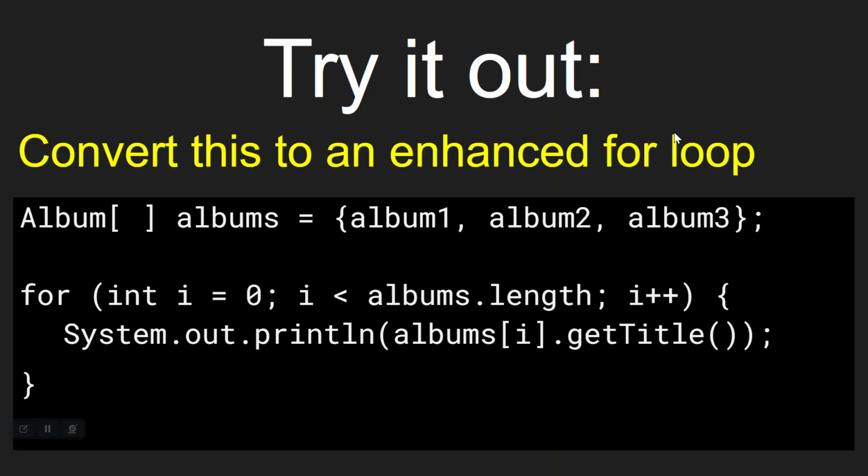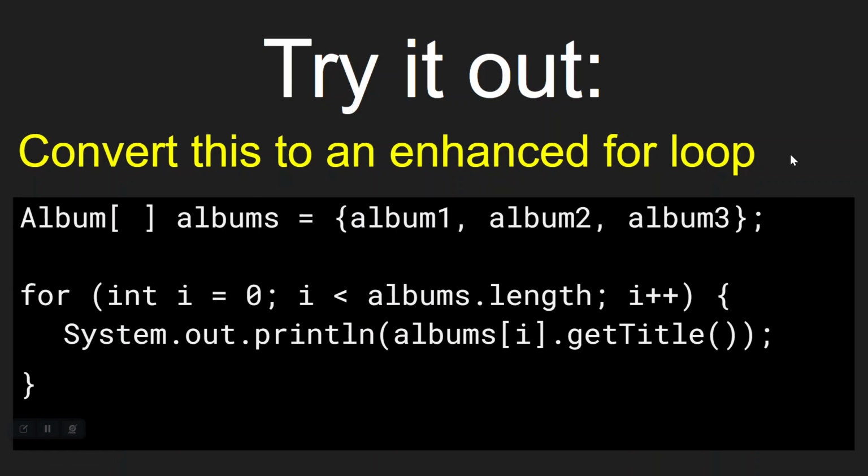Let's try one more. I'm going to throw a curveball at you here. Now I've got an array of album objects. So album array, and I'm calling it albums, and I'm setting it equal to, and we're just going to assume that these are album objects that have already been instantiated. So I've got album 1, album 2, and album 3. So now here is a traditional for loop that is traversing the array. And what it's doing is for every single index value of i, it's calling the getTitle method.